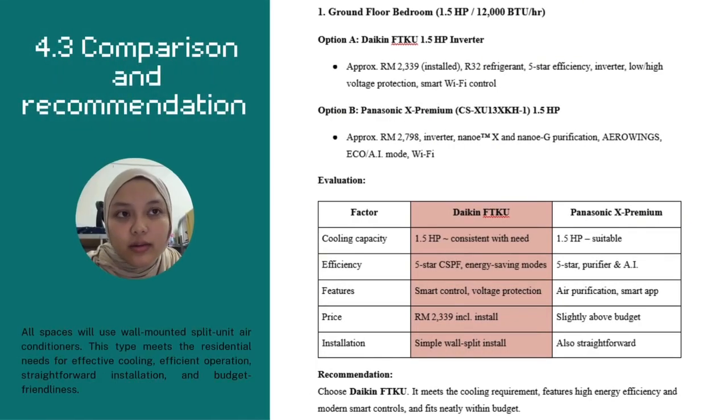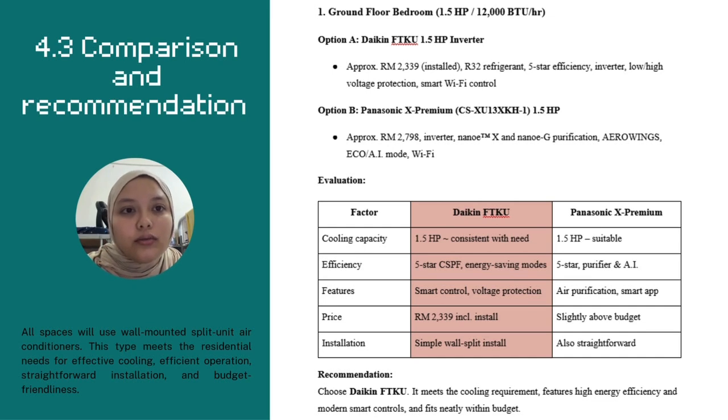For comparison and recommendation, for all rooms we selected wall-mounted split unit air conditioners, which are cost effective, energy efficient and easy to install, perfect for residential application. Based on member 3's cooling load calculation, we compare two air conditioning options per space, considering performance, energy efficiency, features and price within a 2,500 ringgit limit.